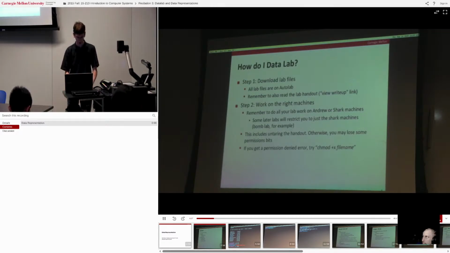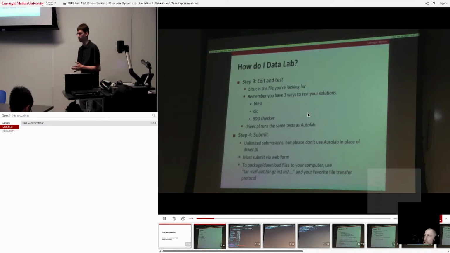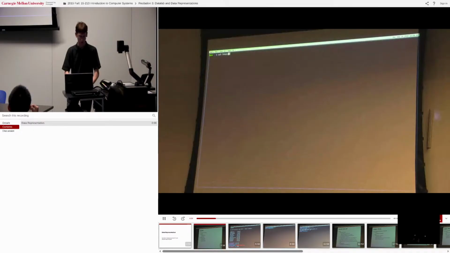OK, so what you want to do for Data Lab. What you have is a bunch of puzzles, and you have to solve each puzzle using a certain set of operations that are legal and not using more than a certain number of those operations. There are 3 important programs that we have for you that will help you do this. So let's actually go on to the Shark machines and try these out.